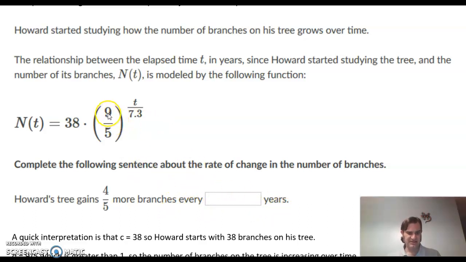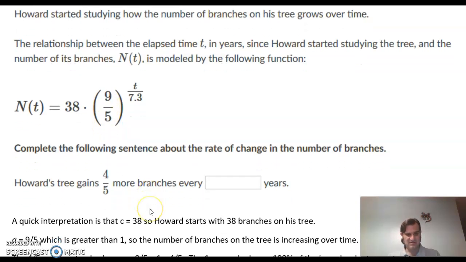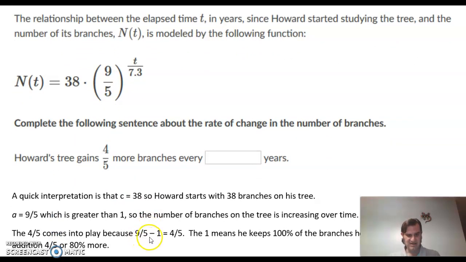So let's interpret this. Just like the previous one where there was 1.01 here, that one part meant the original part was being kept. Then the 0.01, anything beyond 1, is how much he's gaining. So if we took the 9/5 and subtracted 1, 9/5 minus 1, we'd have 4/5. So really, this is talking about increasing it by 4/5 every time. Multiplying by 9/5 increases it by 4/5.